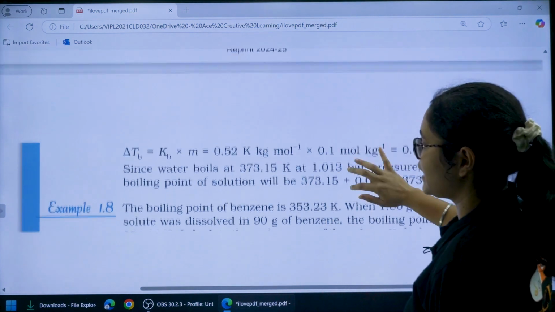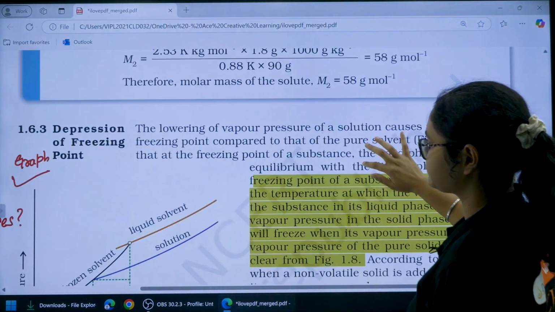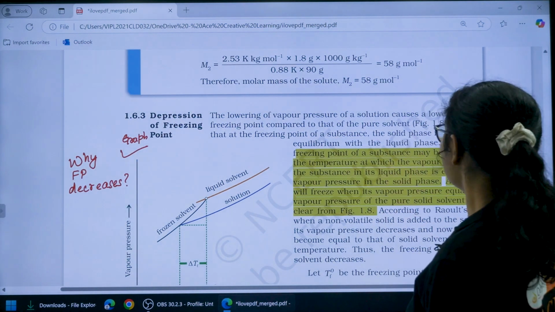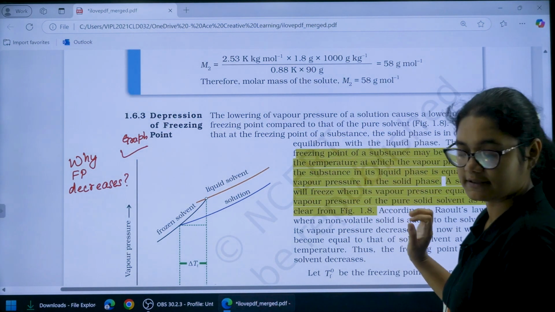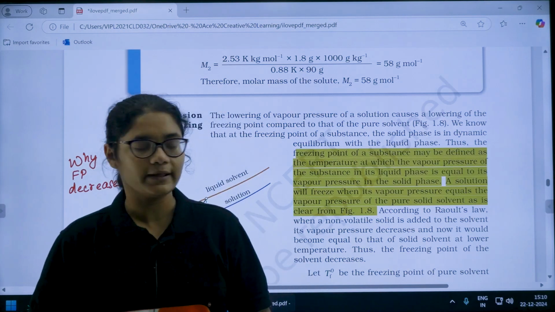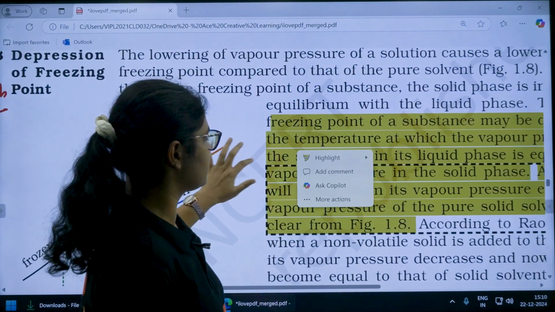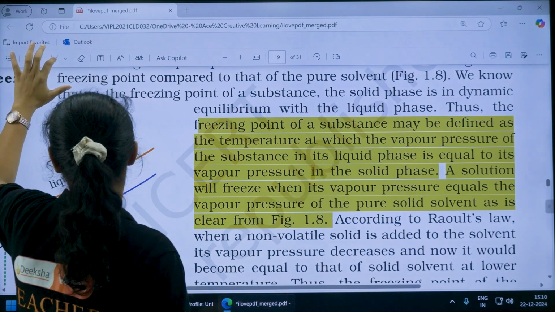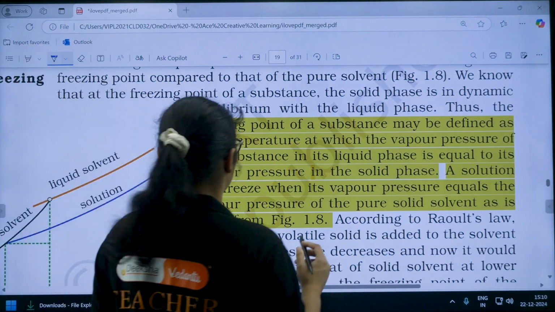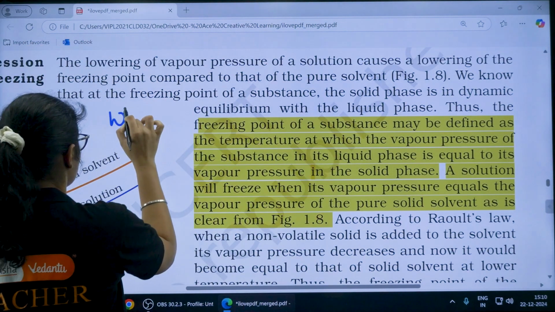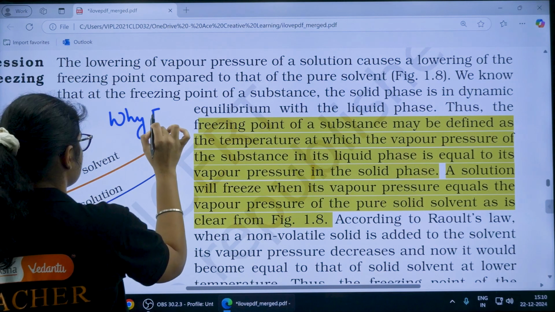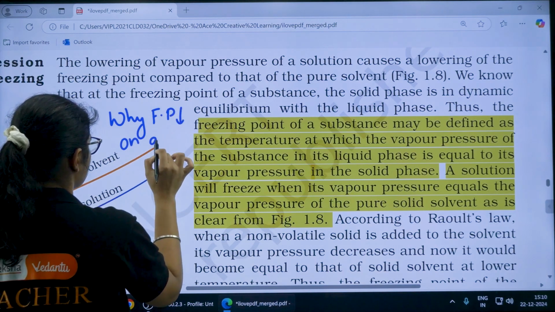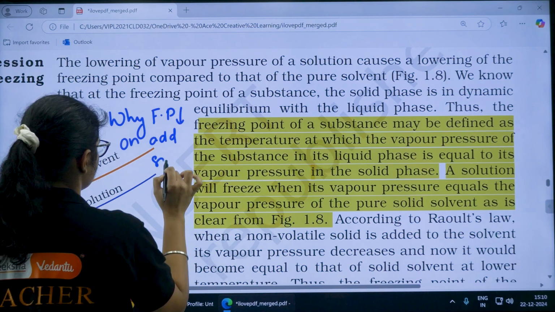After this we have the freezing point. Under freezing point also we can have a similar question: why does the freezing point decrease on adding the solute? So this is the answer for that question. Here I'll write the question: why does the freezing point decrease on adding solute?